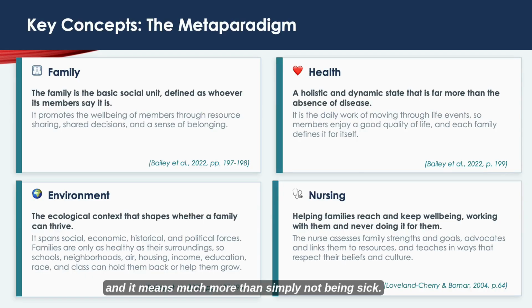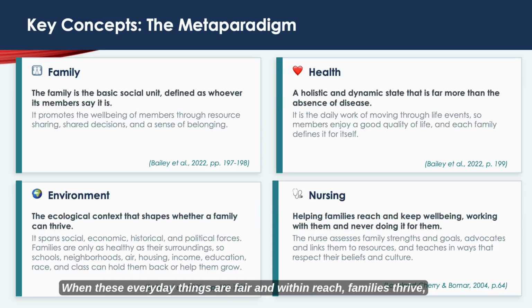Health comes next, and it means much more than simply not being sick. Health is whole and it shifts over time. It is the everyday work a family does to live well, and each family decides for itself what health really means. Then there is the environment, which is simply the world the family lives in. That includes their home, their neighborhood, their job, and their income, as well as whether they can access clean air, safe housing, and healthcare.